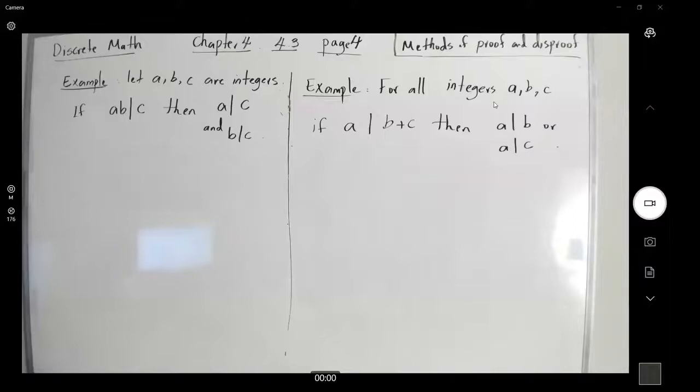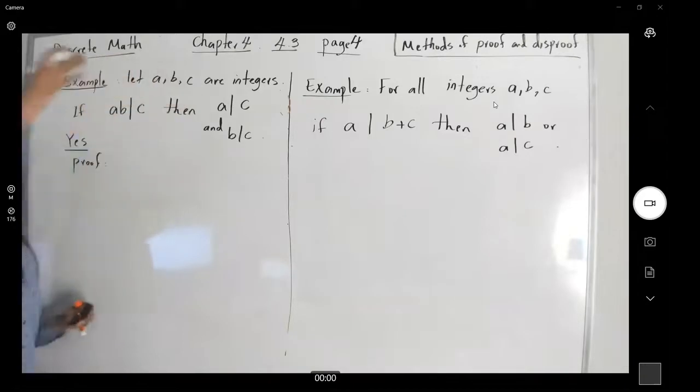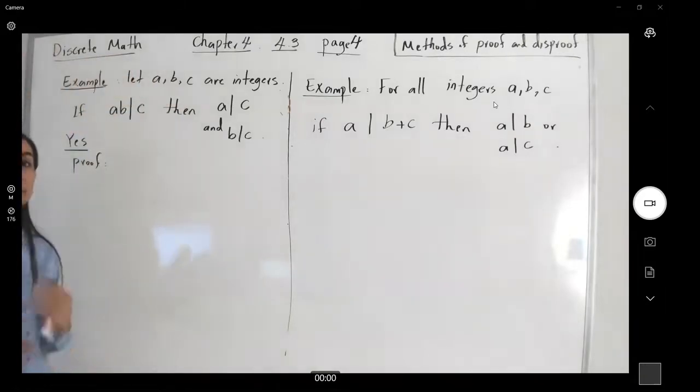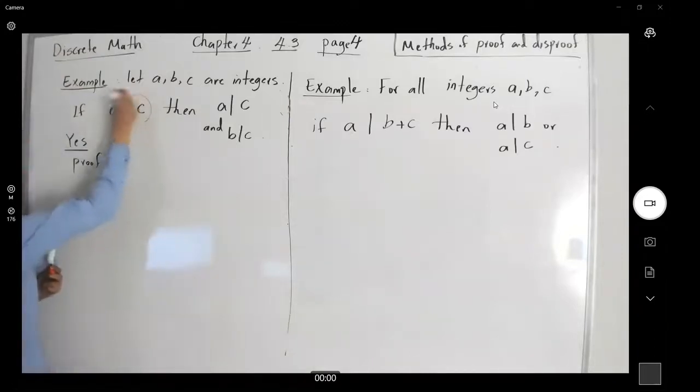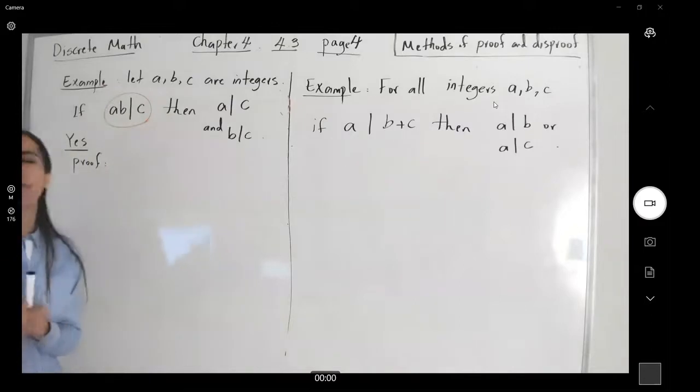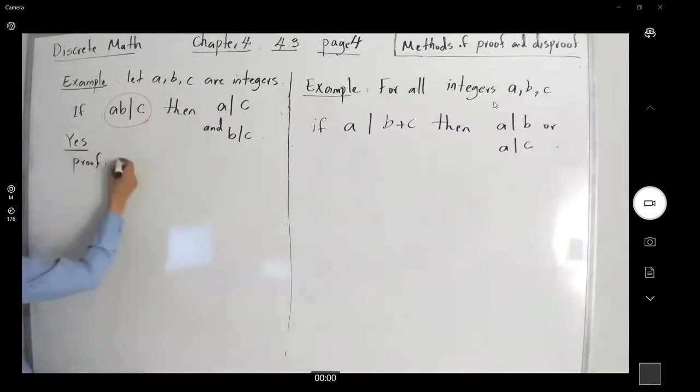So, what do we have here? For this one, the answer is yes. Why is it yes? Let's just try to prove it. Proof. It's a universal statement, so try to use a direct proof, a proof by definition. What do we have here? We have an assumption. The assumption says AB is a factor of C.